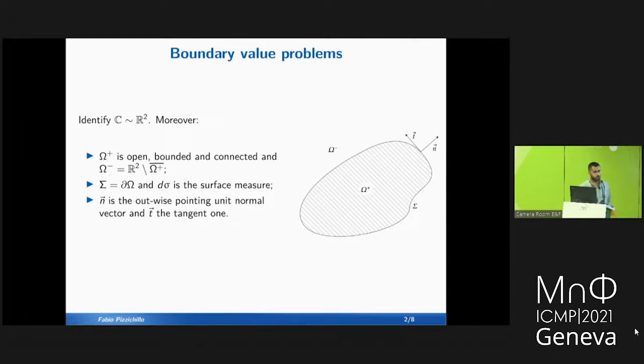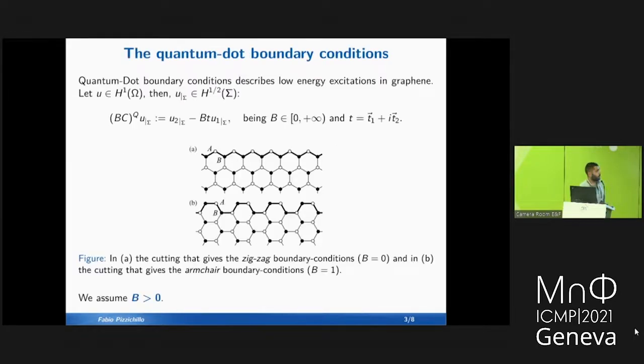OK, so let me introduce the boundary value problems that I am interested in. The first one is related to the study of graphene, and it is called quantum dot. So imagine that you have an infinite sheet of graphene, and then that you want to cut it and obtain a bounded domain. Depending on the way you cut, you will obtain different boundary conditions. So here you have two examples. The first one is called zigzag, and is parameterized by b equal to 0. And the second one is the armchair, and is parameterized by b equal to 1. In this work, we excluded the zigzag boundary value problem, so we just consider b strictly positive.